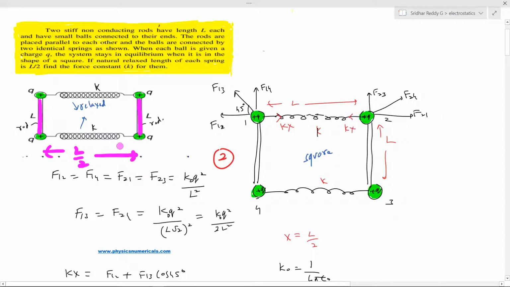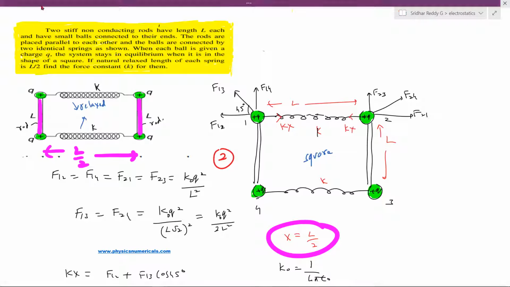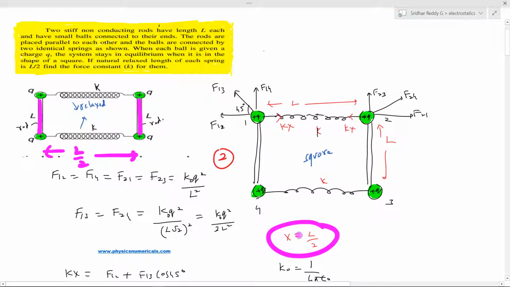This is the idea. Now, what is the length of the spring? L. So what is elongation? Should be L by 2. I think this is a very important part of the problem here. So if the spring is elongated, how will the spring forces act here? Then they are in equilibrium. For it to be in equilibrium, what are the conditions? We'll write it.